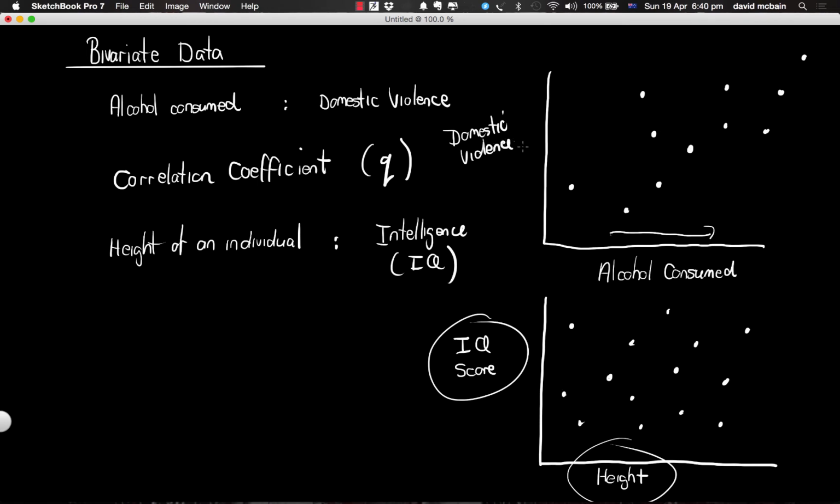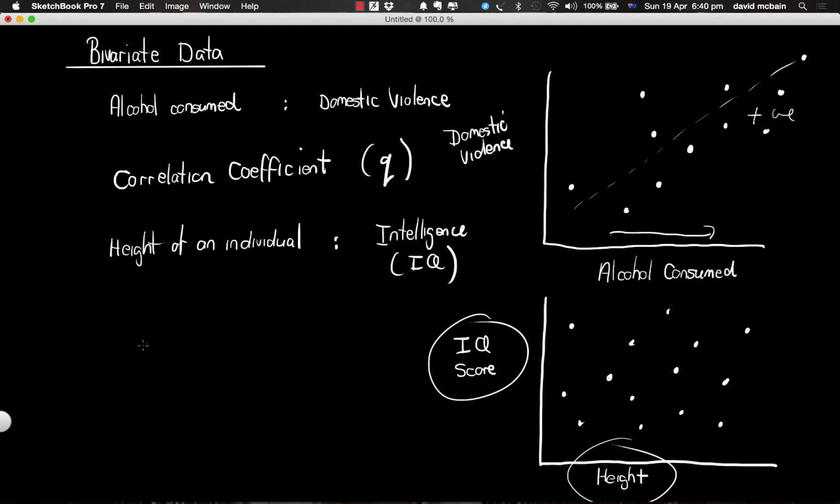Here we would conclude that there would be a moderate positive correlation. And what I mean by positive is that if we look at the general trend of the line, it's going upwards like this. It's a positive gradient direction. So it's a positive trend.